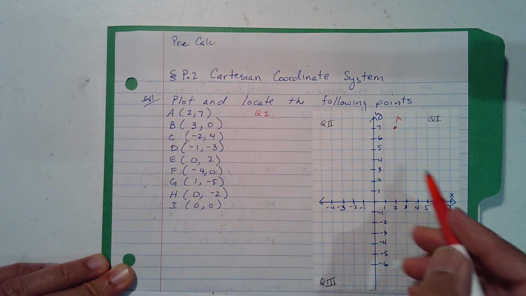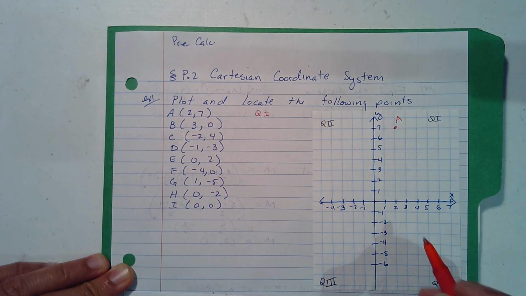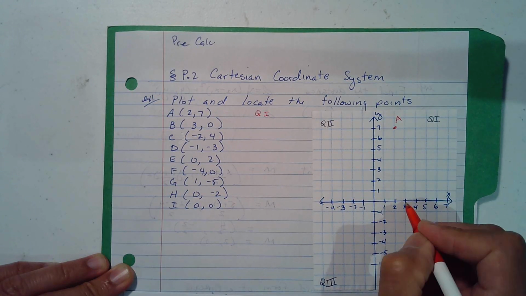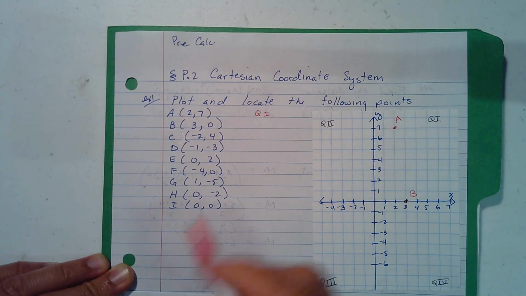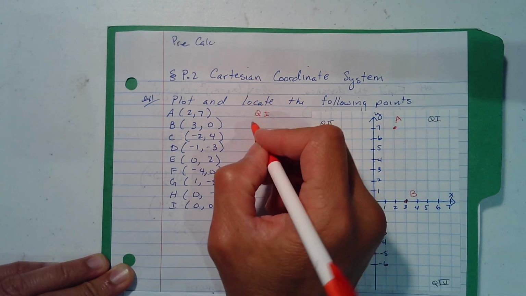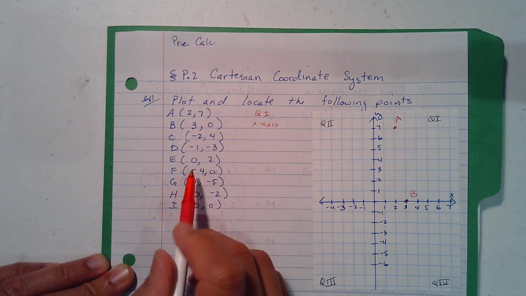B, (3, 0), so again, x, then y. So here's the x, 3, and 0, we don't move up or down. That's it. So that's B. So B is not in a quadrant, it's actually on the x-axis. So that's the location.